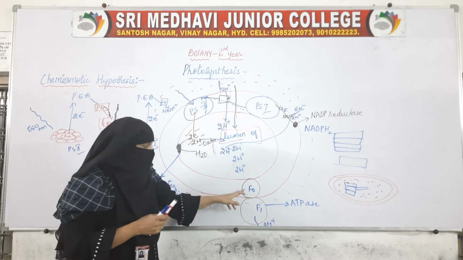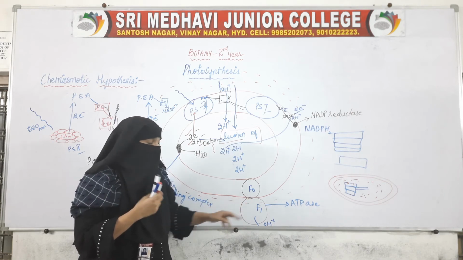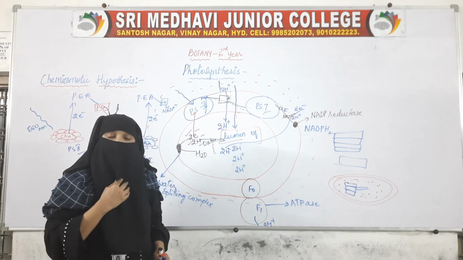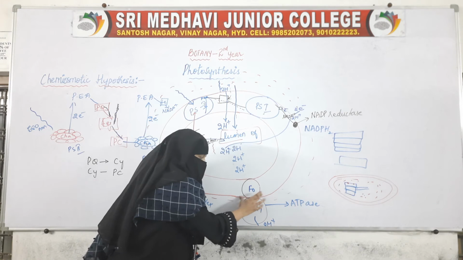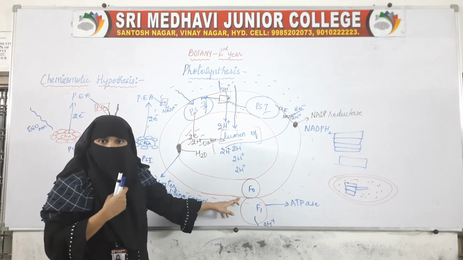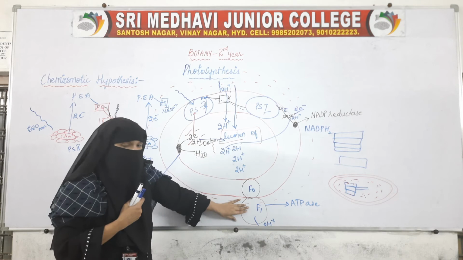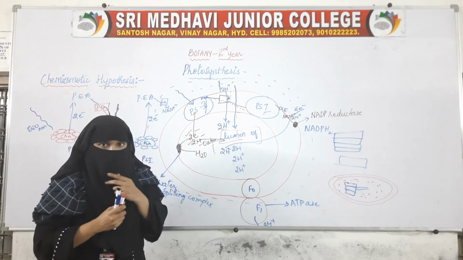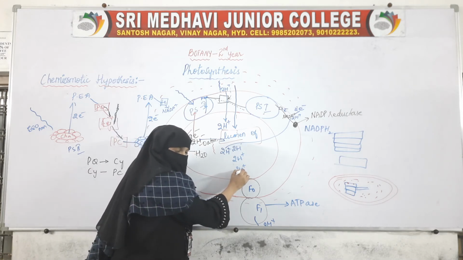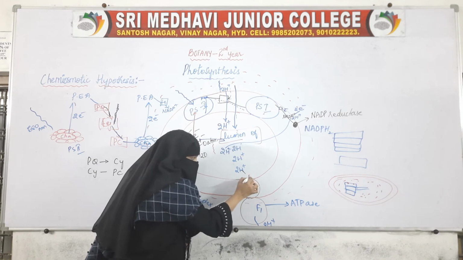So the F0 particle and the F1 particle are there. F0 is embedded on the thylakoid membrane itself, and F1 particle is protruding from the membrane. This is intrinsic, embedded inside. This is extrinsic, coming out from the membrane. So what happens? The protons will be passed from lumen to stroma through this channel.